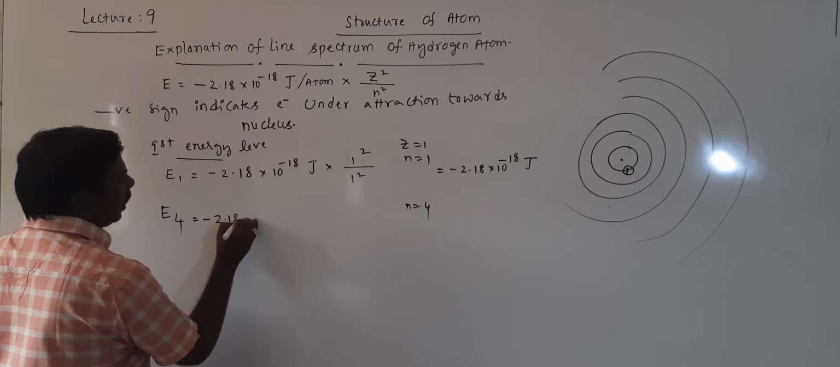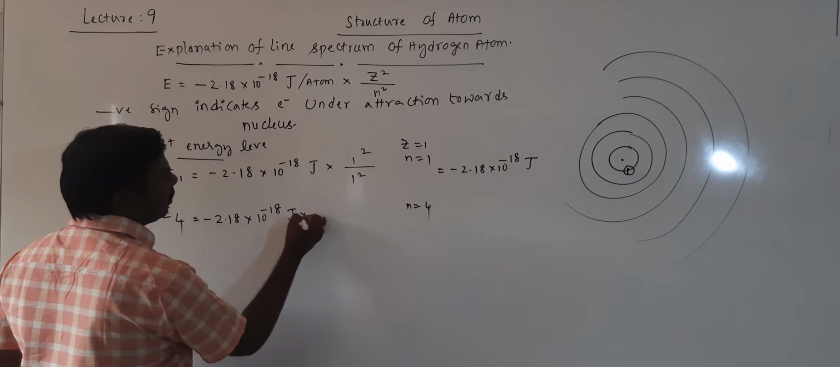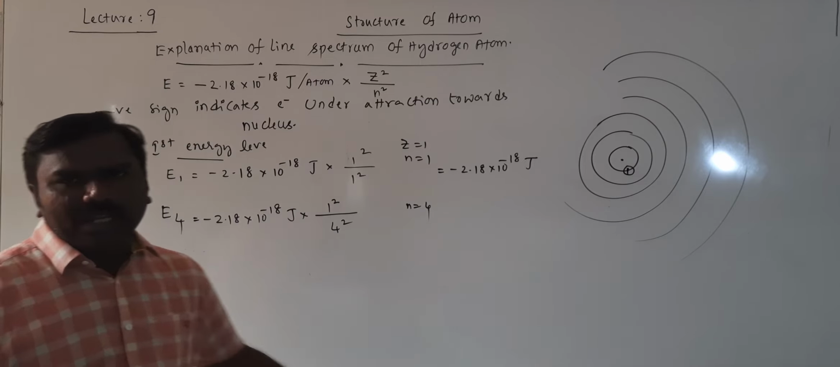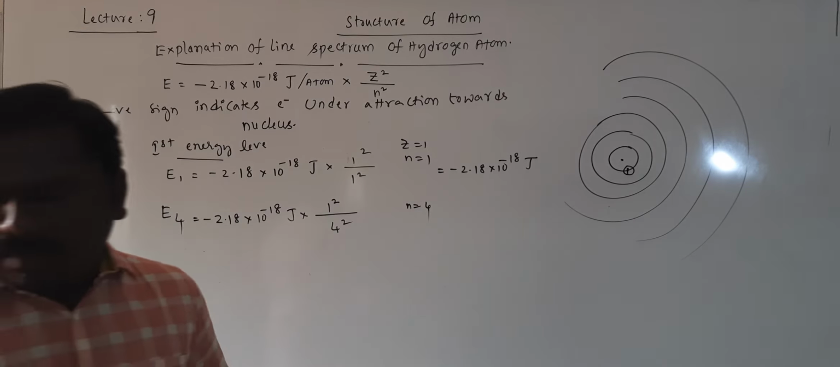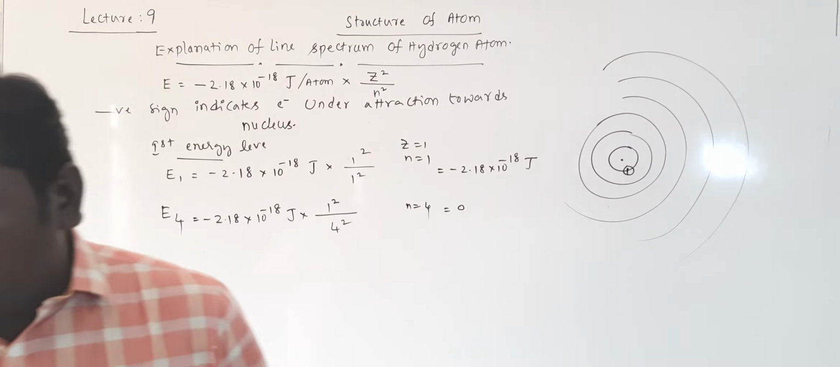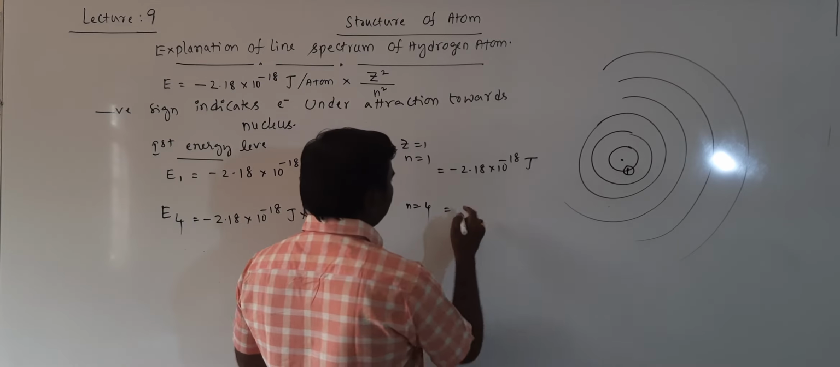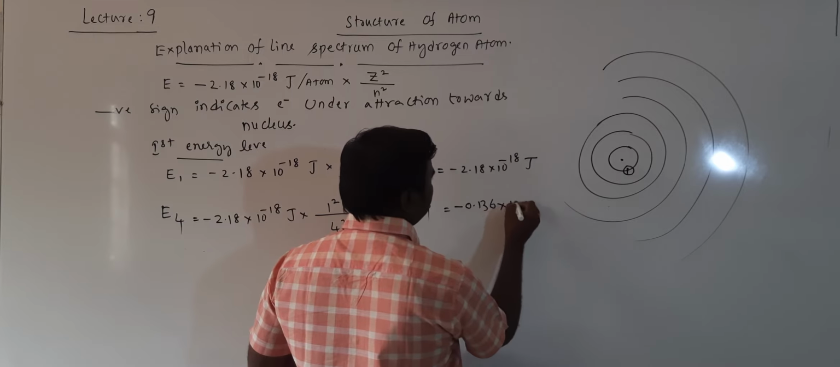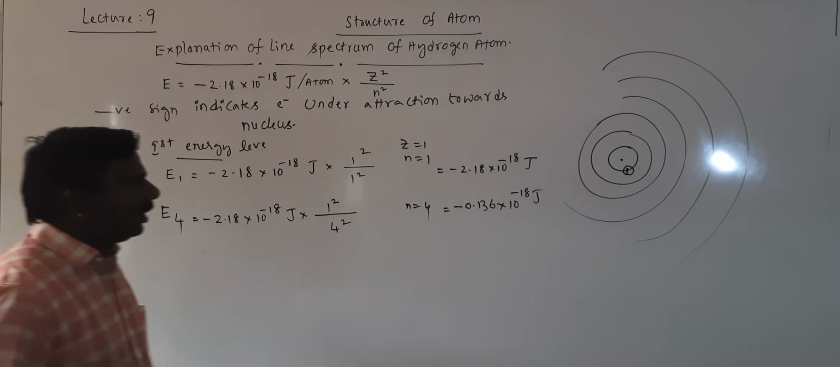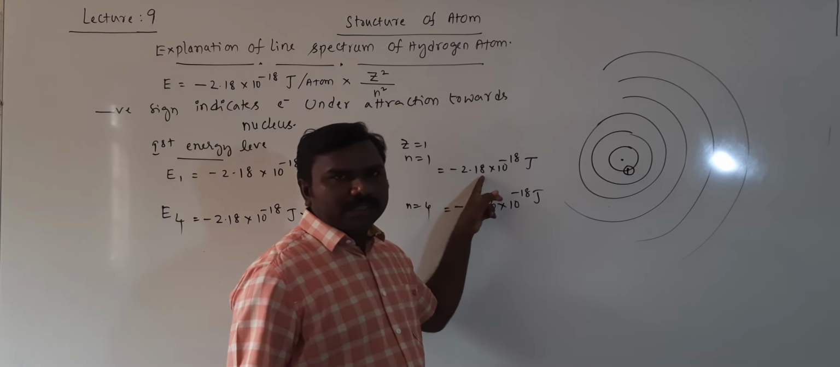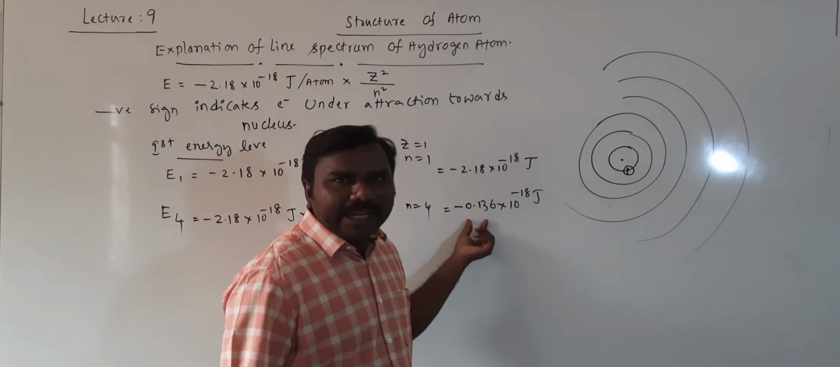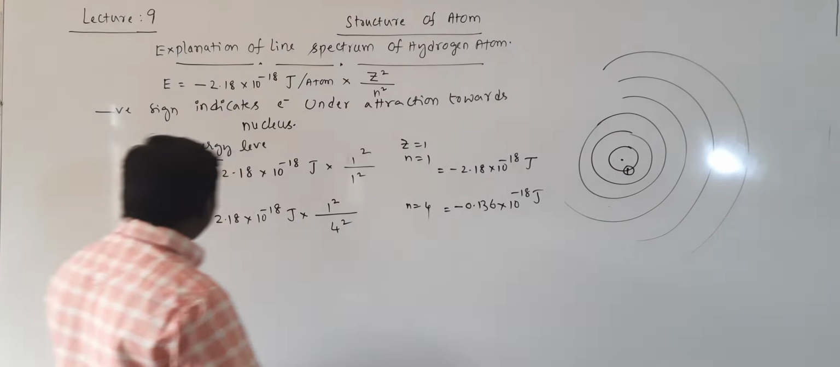Minus 2.18 into 10 to the power of minus 18 joules into 1 square by 4 square. 16 you will get here. Fourth energy level: the value will be minus 0.136 into 10 to the power of minus 18 joules. So 1, 2, 3, 4. For the first it is minus 2.18, very high negative. Negative means low value. Low negative means high value. For example, infinite.